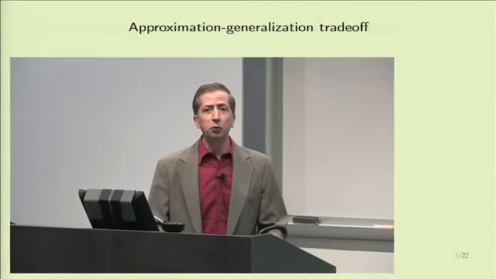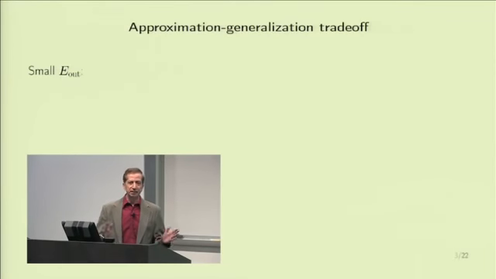So the first part is the bias and variance. And in the big picture, we have been trying to characterize a trade-off. And roughly speaking, the trade-off is between approximation and generalization. So let me discuss this for a moment before we put bias and variance into the picture. We would like to get small E out. That's the purpose of learning. If E out is small, then you have learned, you have a hypothesis that approximates the target function well.